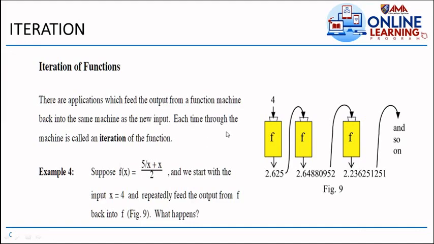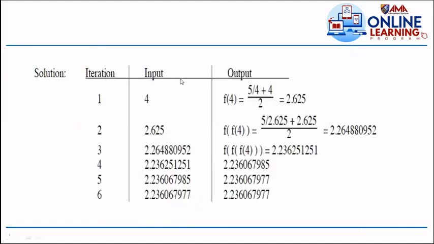Okay, so have your A table. So, first iteration po natin, ang input natin is 4. Ang output natin is 2.625. Okay? So, ipaprocess natin yan sa function machine natin. 2.625. Ito na yung input natin. Ito yung magiging output natin kanina. 2.6488 and so on. Okay? So, your input is not yet equal to output. Pa-process natin uli. Yan yung input natin. Ito yung magiging output. So, hindi pa rin sila pareho. Pa-process natin uli siya dito.